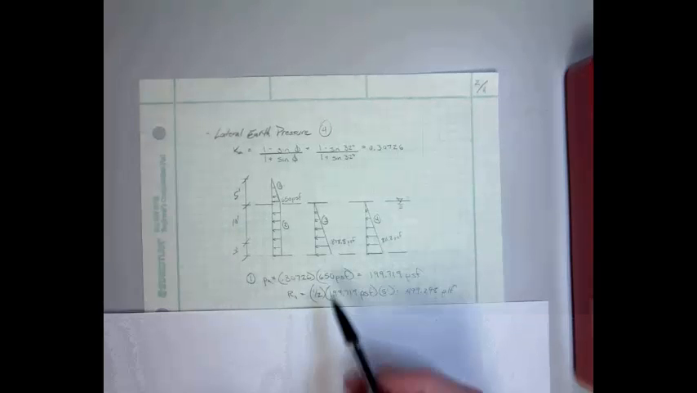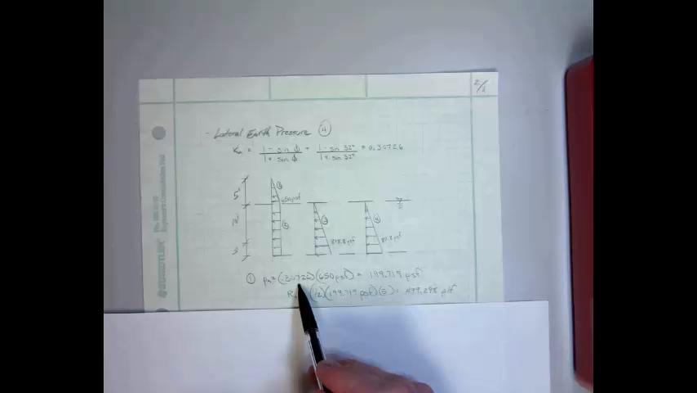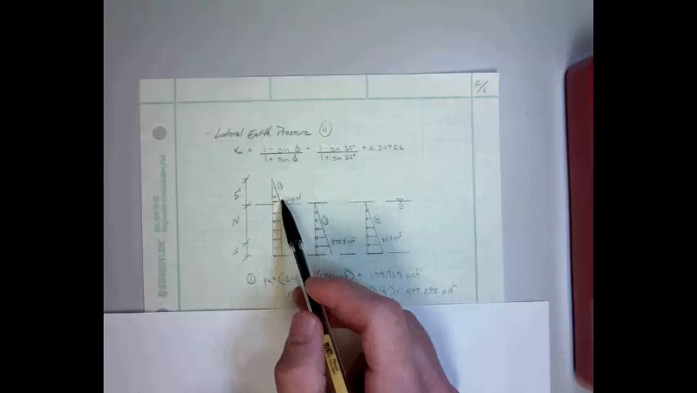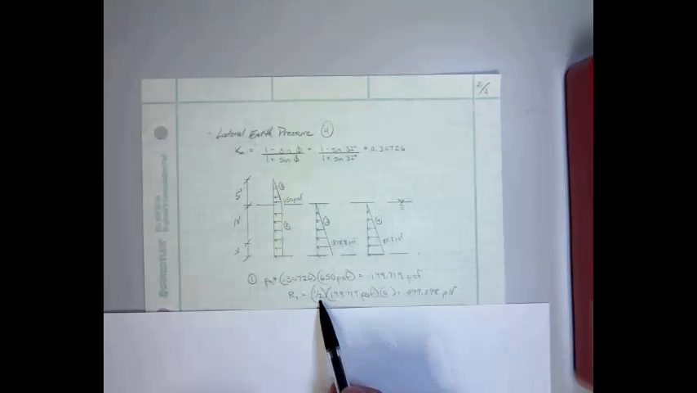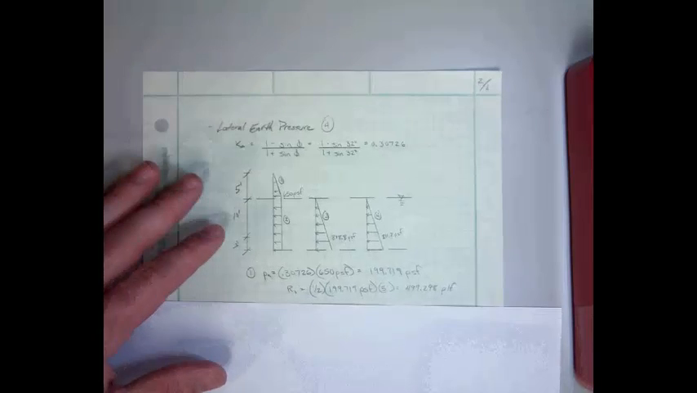And so I have my 650 pounds per square foot. I'm going to multiply it by my active earth coefficient and get about 200 pounds per square foot. Since this is a triangular load right here, I'm going to go ahead and take 1/2 of it. So I'll do 1/2 of the 200 pounds per square foot times 5 feet, which will give me about 500, but in this case it's about 499.3, depending on how you round.